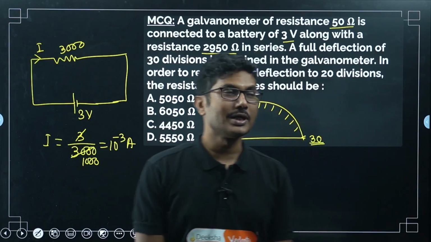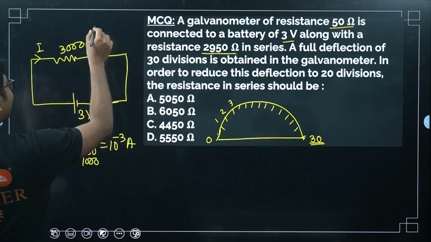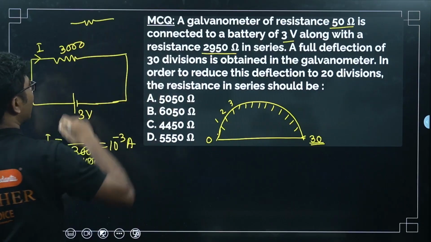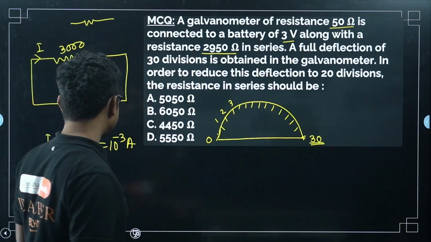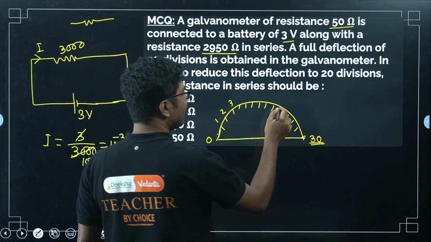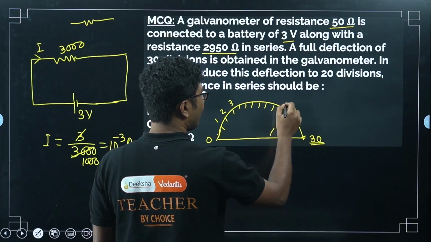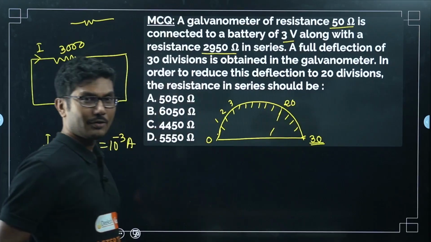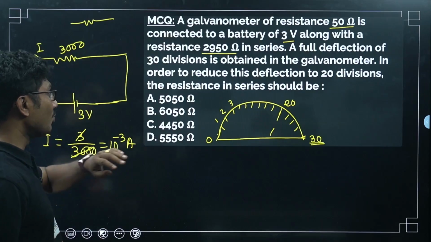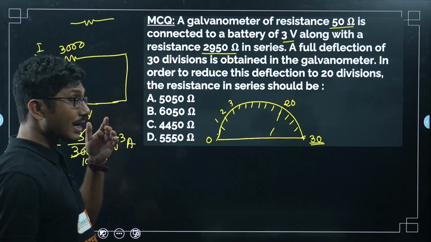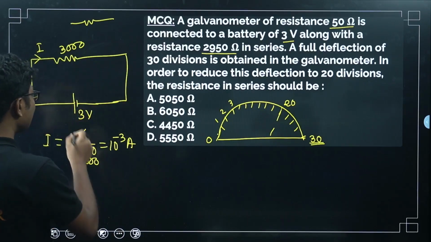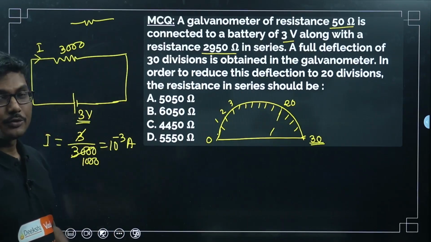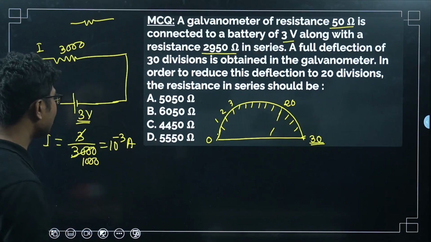So what we have to do? We have to increase that resistance. We have to increase that 2950 resistance, so that for the same current, the deflection is now 20. So what we have to do, how can we reduce the current, because the voltage source is fixed, right? So we have to reduce the current, right? How much we have to reduce?